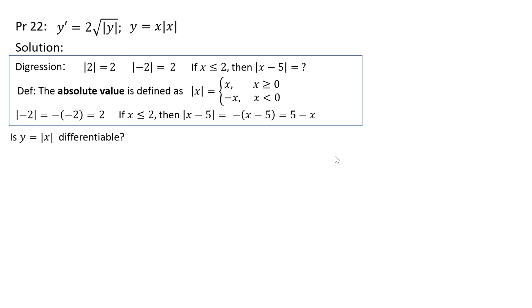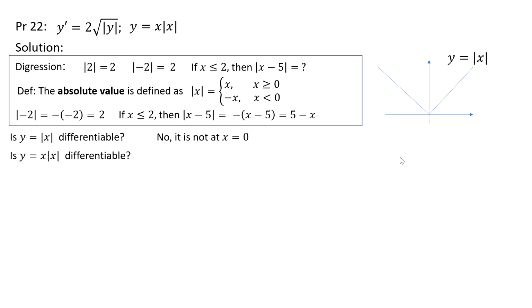So let's ask, is y equals absolute value of x differentiable? For that, let's look at the graph of y equals absolute value of x. Is this function differentiable everywhere? Thing is, no, not at x equal to 0. Absolute value graph is not differentiable at x equal to 0. Right?